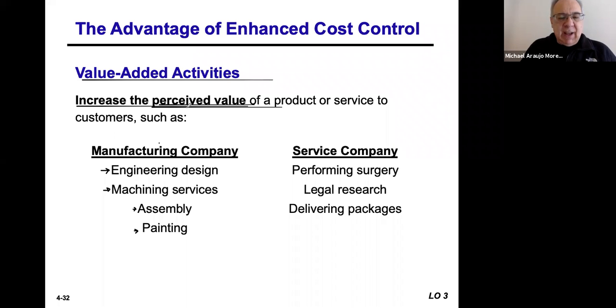These types of things really increase the value, at least the perceived value of a product, and thus add a lot to what the company is doing. For a service type company, it's usually revolving around the type of work that it's doing, whether it's performing a surgery, or it's known for its legal research, or it's known for how quickly it can deliver packages, et cetera. These activities are all considered value added activities that the company is doing.